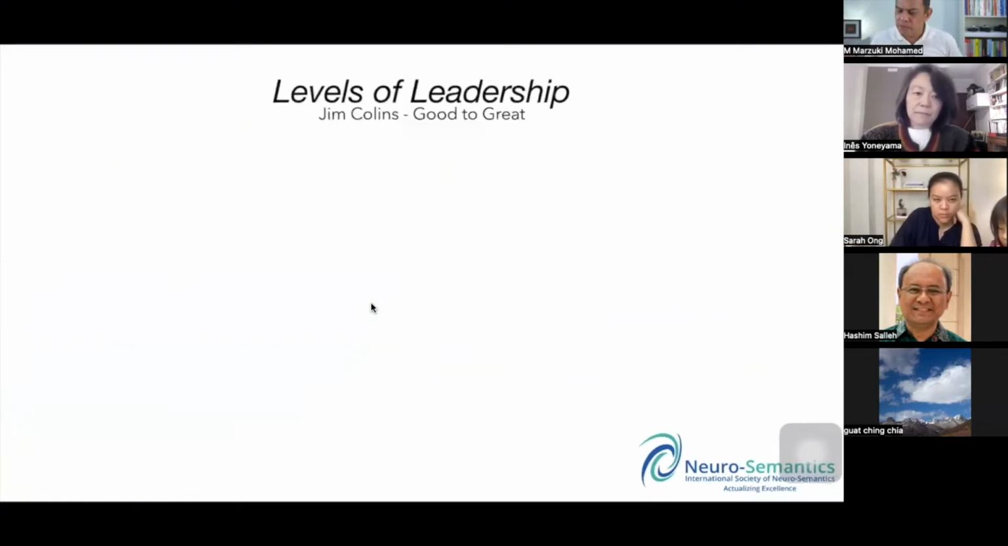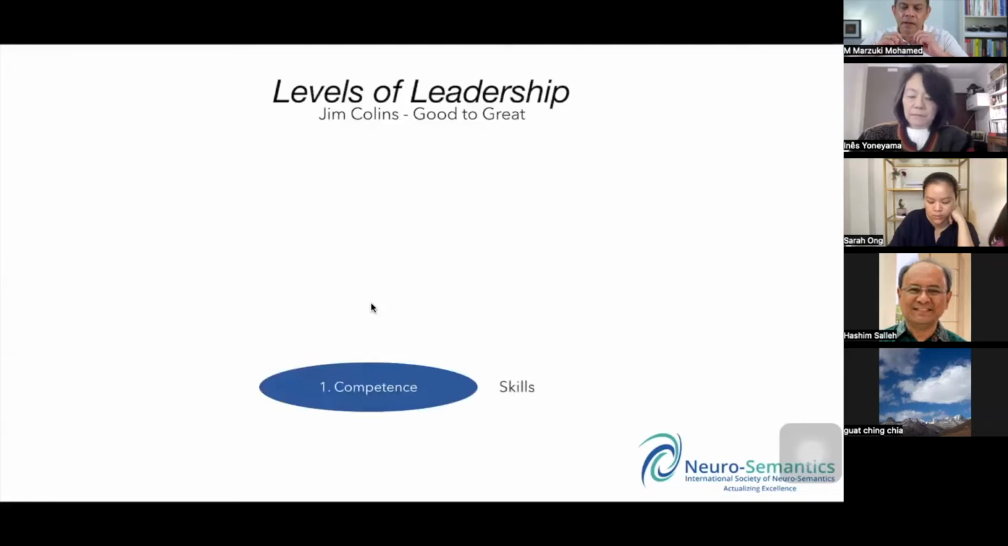One is from Jim Collins, Good to Great. He showed the levels of leadership. One is at the basic level, which is about competency. So the first level is a highly competent person leads through skills. So this is self-leadership. So in the context of level of competency, you lead through your skills. What does that mean? So this leader makes productive contributions through talent, knowledge, skills, and good work habits.